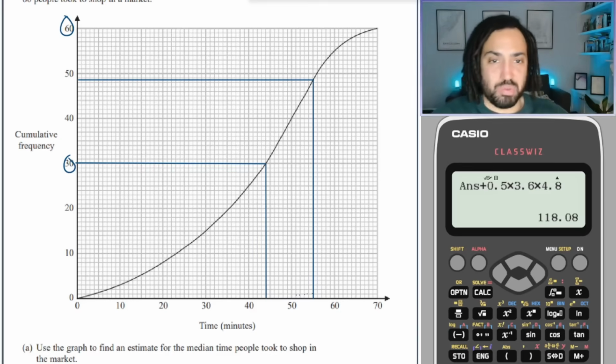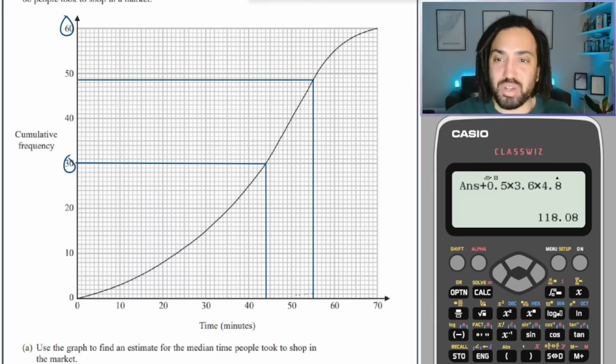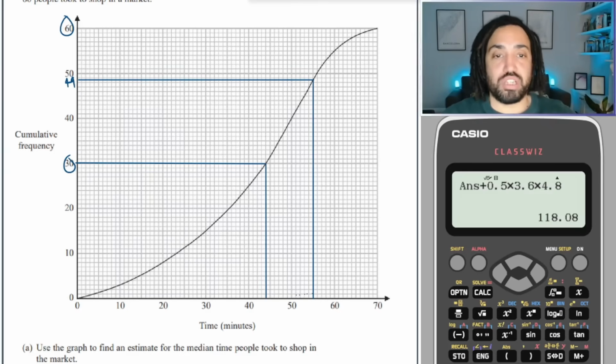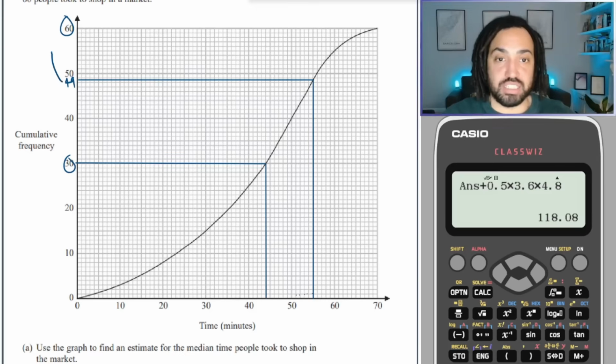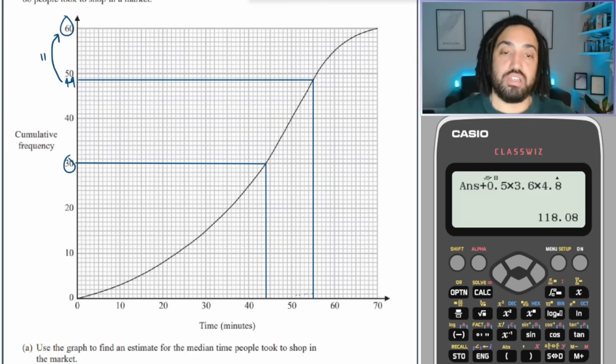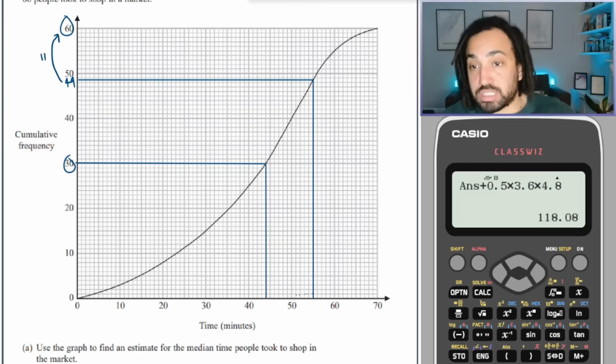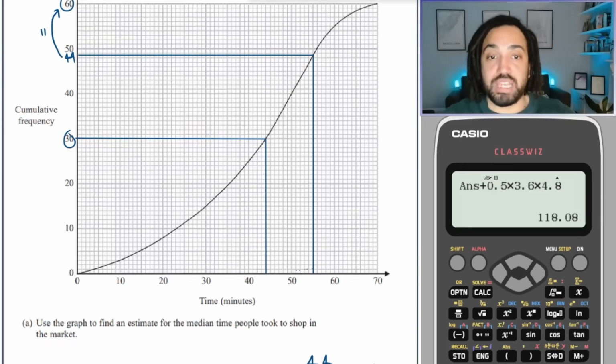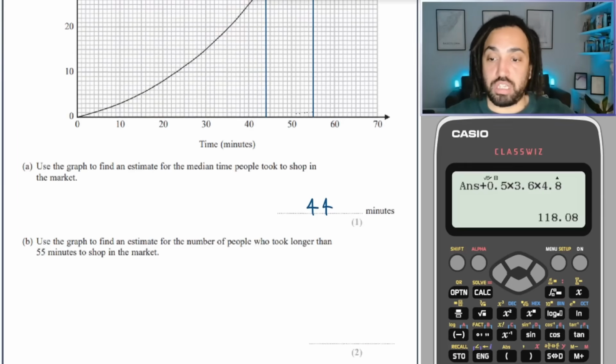Okay, it looks like in between values there. I'm just going to say that's 49. So the number of people above that is 11. As long as you've drawn your lines on nice and clearly, you will be given the benefit of the doubt for 1 or 2. So 11 I'm going to go with there.